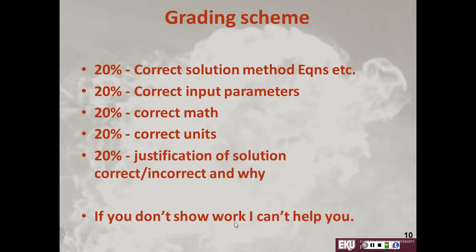And if you don't show any work, I can't help you. So basically, if you get the right answer, you're going to get 20% of the problem correct, because I'm grading based on this 5-point scale. So if you don't show any work and you don't justify it, what do you want from me? I'm telling you how I'm going to grade right now.